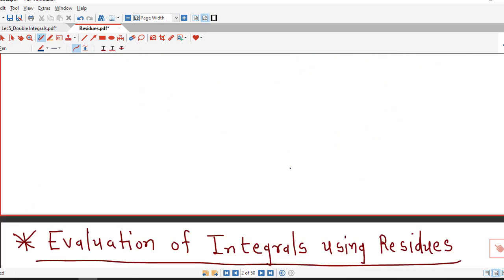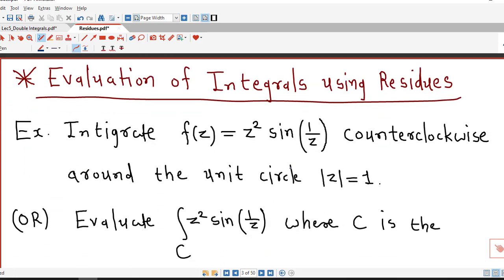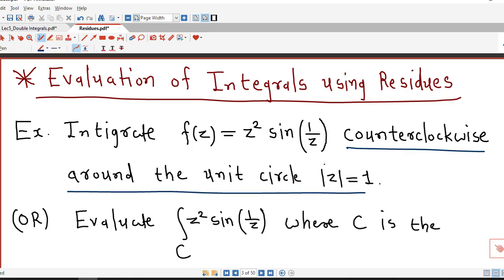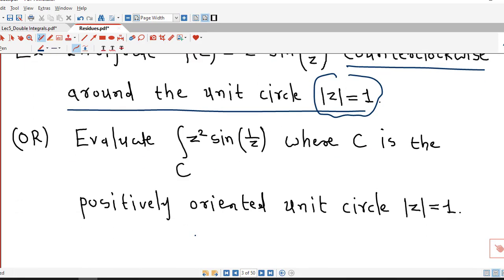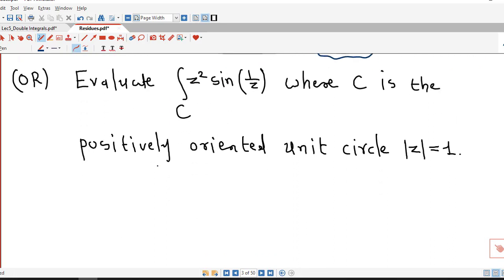So we understand one or two examples. So we discuss how to evaluate integrals using residues. So here we are asked to integrate the function f of z equal to z square times sine 1 by z counterclockwise around the unit circle mod z equal to 1, that is, the circle with center 0 and radius 1. Or we can be asked in this way also: evaluate or find the value of this integral of z square sine 1 by z, where C is the positively oriented unit circle mod z equal to 1.